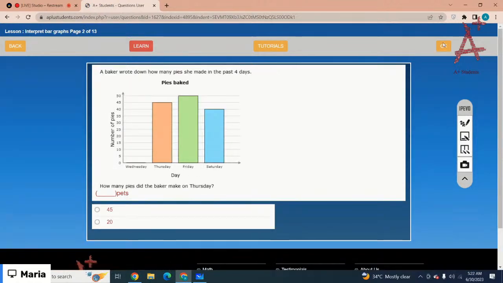A baker wrote down how many pies she made in the past 4 days. So how many pies did the baker make on Thursday? So here is Thursday. Just match it to the y-axis. It will be 45. That means the baker made 45 pies on Thursday. The correct option is 45.